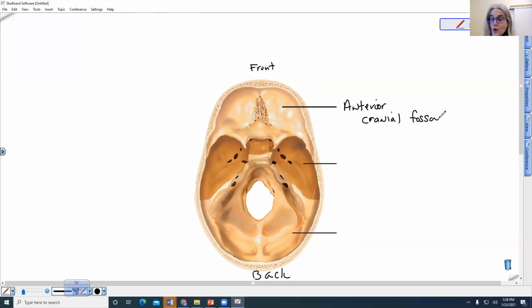There's actually multiple bones here. This would be, for example, the frontal bone. There's a bone that comes up here that is called the ethmoid bone, and it connects to the meninges that separate your two hemispheres. We can also talk about the middle cranial fossa. And then the posterior cranial fossa.